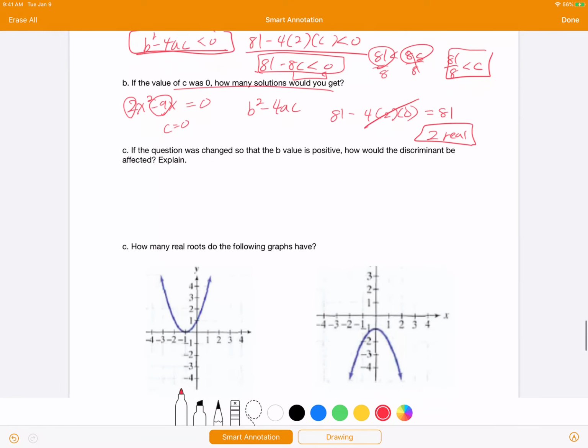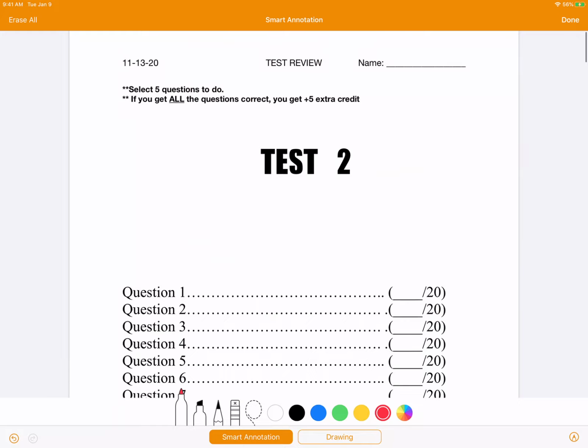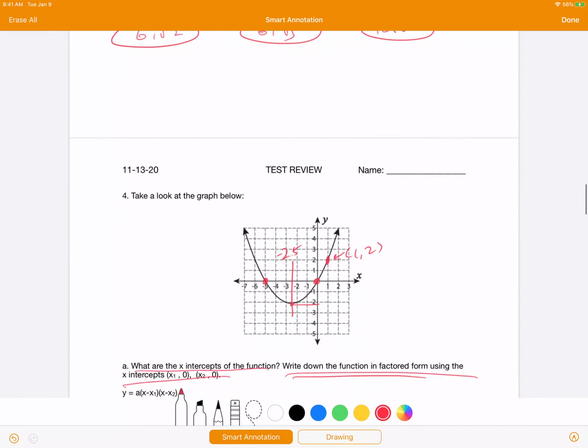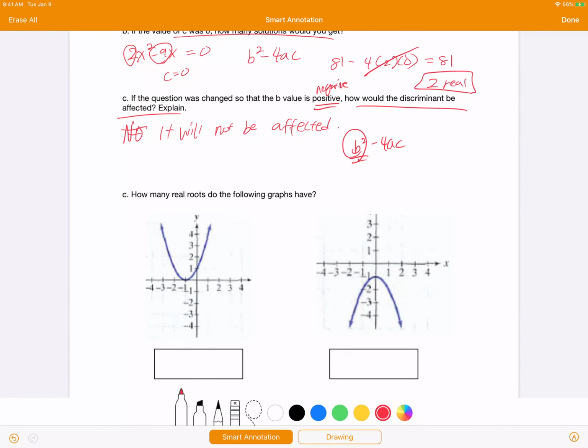If the question was changed so that the b value is positive, how will the discriminant be affected? It will not be affected. As we discussed in the review sheet, even if it's positive or even if it's negative, remember, it's b squared minus 4ac. No matter what you do, it will always turn out to be positive. So regardless of what the sign of b is, that doesn't matter. It's the value of b that's important, not the sign of b.